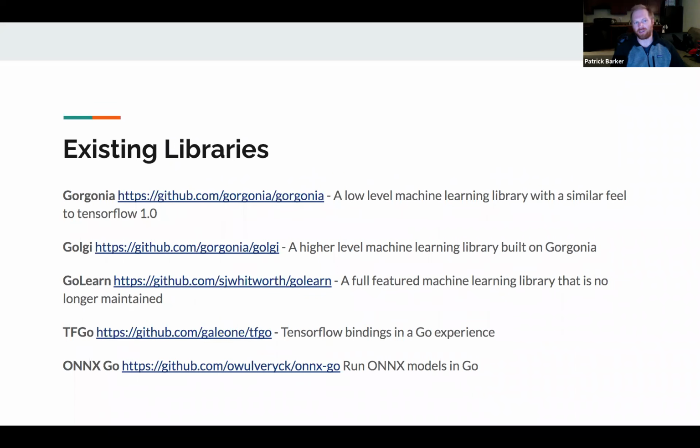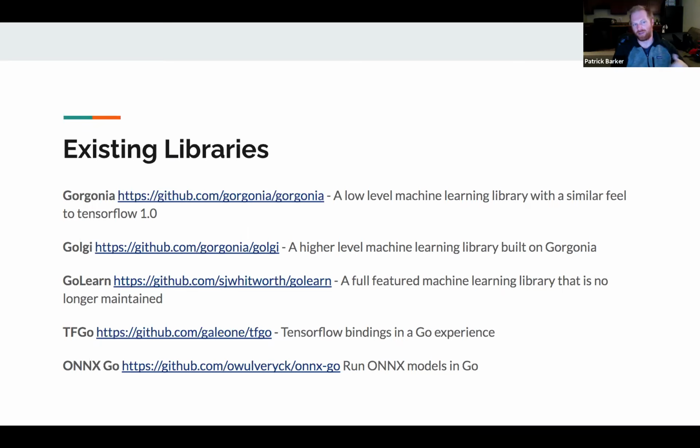So existing libraries in Go, the most popular one is Gorgonia. Gorgonia is written by a guy named Chu. He's pretty cool. It feels a lot like TensorFlow 1. So it's sort of a low-level computational graph, and you basically are adding nodes to this graph to do computations. And then that graph is optimized and can do things like backpropagation across the graph. That may be a fancy term if you don't know about that, but that's just a way of figuring out what the error is and a way to adjust your neural network.